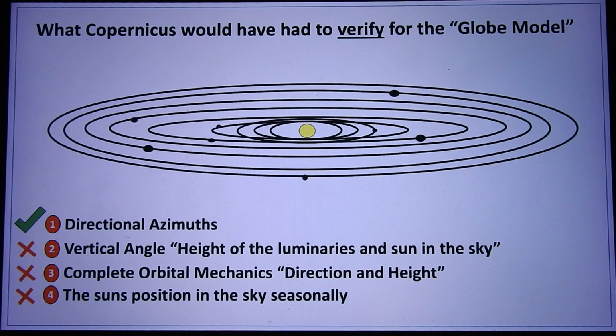Tesla called him out hard. He knew what was going on. What Copernicus would add to verify for the globe model, directional azimuths. Directional azimuths, they kind of work. We get those to work, but vertical angle becomes a problem.